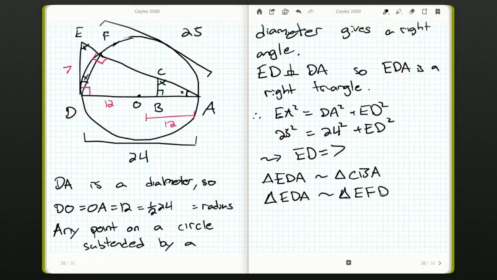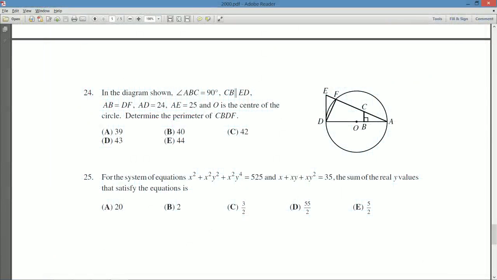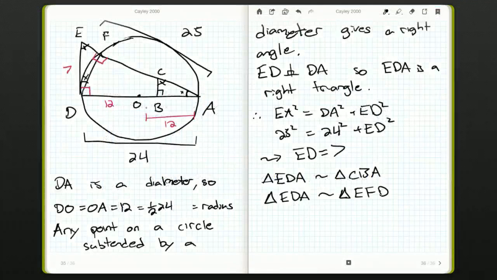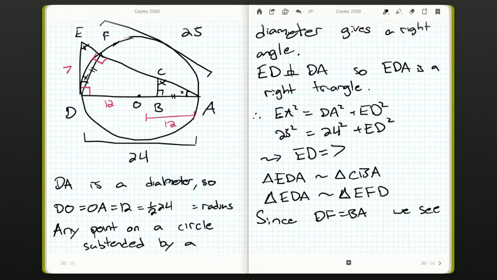Okay. So we get a bunch of similar triangles here, and I think we were told DF is equal to something. What is that equal to? Is that equal to AB? DF equals AB. Okay, so it's going to turn out that since this and this are the exact same, and they're similar triangles because similarity is transitive, and since DF is equal to BA, we see not only that those triangles are similar, but CBA is congruent to EFD.